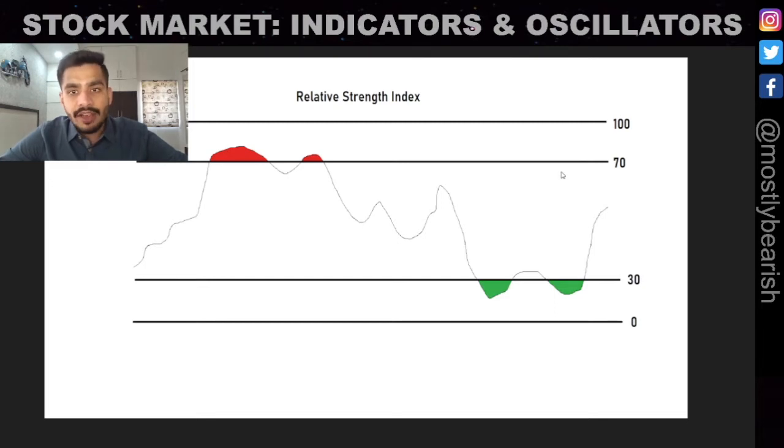When it goes over 70, as specified, it is overbought region, where there are chances the prices from there can start coming down. Whereas when the prices move lower, and if the RSI is showing below 30, it is oversold region, where there are big chances there might be a reversal in price.